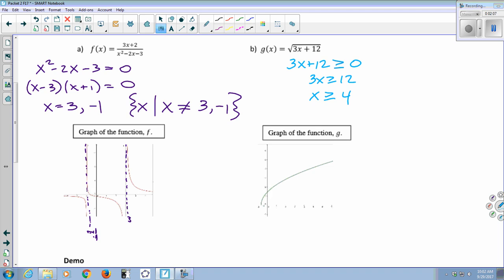In interval notation, that would be 4 comma infinity, including the 4. And you'll notice that the graph of g starts, oh, sorry, that's negative 12, negative 4. The graph of g starts at negative 4.